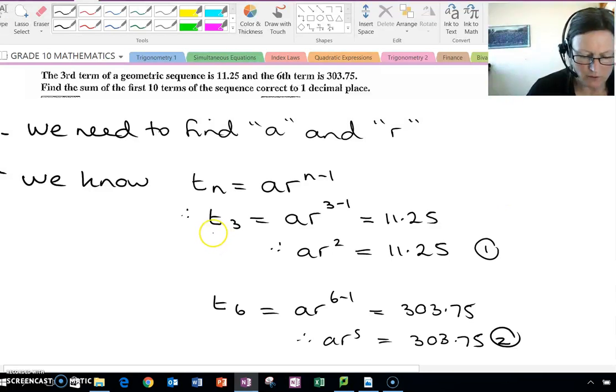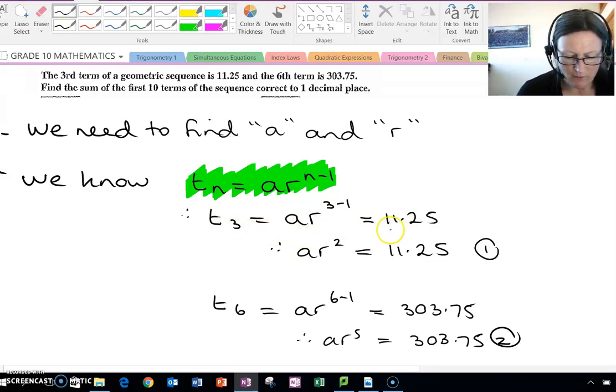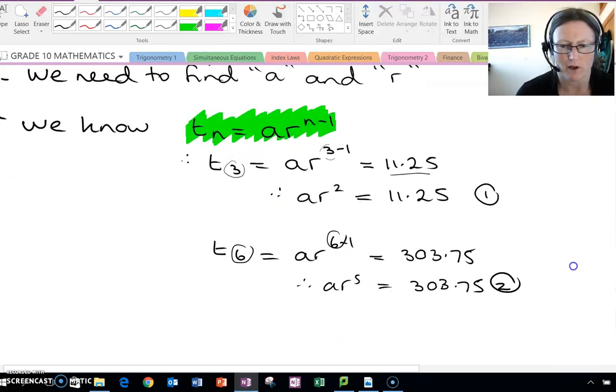We know that the third term, so we're using this formula, and we know that the third term is equal to 11.25. So I've substituted in what I know. N is 3. So in other words, AR to the power of 2 equals 11.25. We also know that the sixth term is 303.75. So I've substituted 6 in here. So AR to the power of 5 is 303.75.